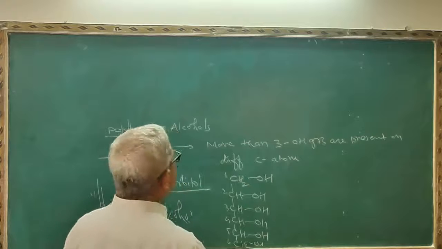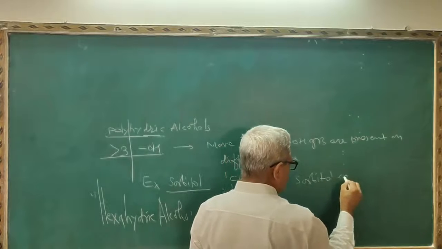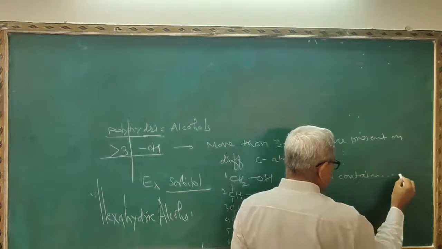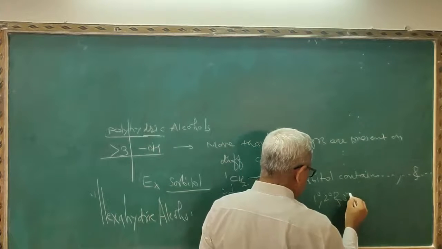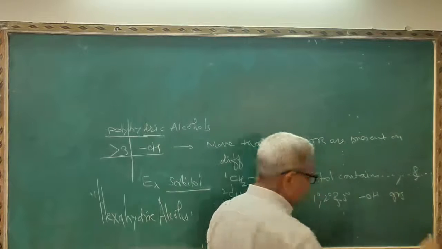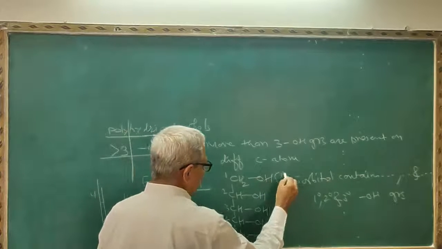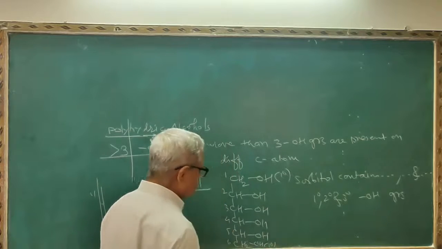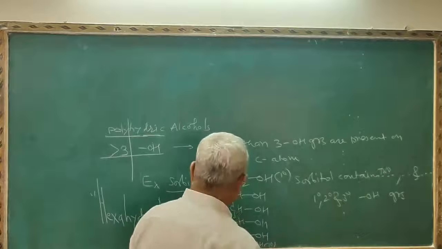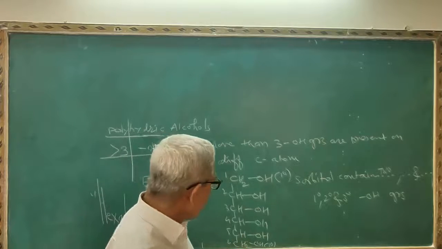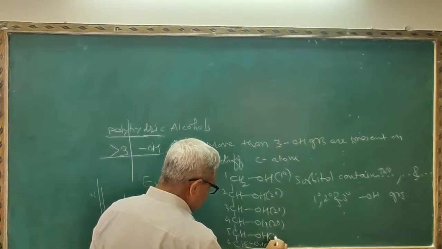Now see, I will set the question here. Sorbitol contains dash dash comma dash dash and dash dash primary, secondary and tertiary alcoholic OH groups. Now see, how many primary alcoholic OH groups? This is primary, this is primary. That is, it contains 2 primary alcoholic groups on the carbon numbers C1 and C6. How many secondary? See, this is secondary, this is secondary, this is also secondary.